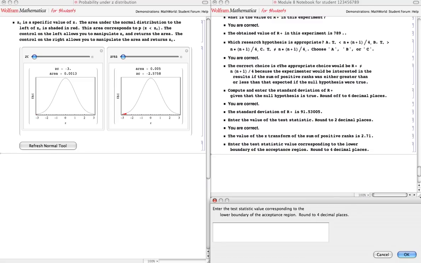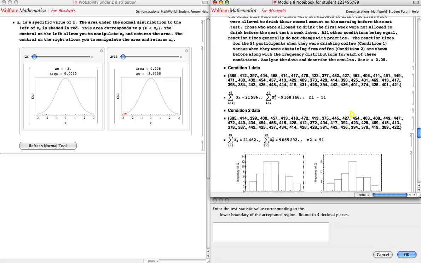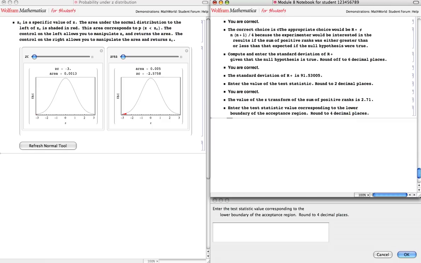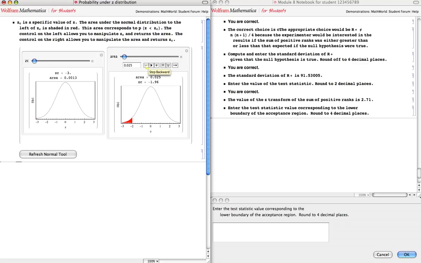Enter the test statistic value corresponding to the lower boundary of the acceptance region. This is a two-tailed test, so I have to look up what alpha I was told to use. Let's see, it says 0.05. So for a two-tailed test, the lower boundary, the area has to equal 0.025. It's probably going to be minus 1.96 or something close to it.